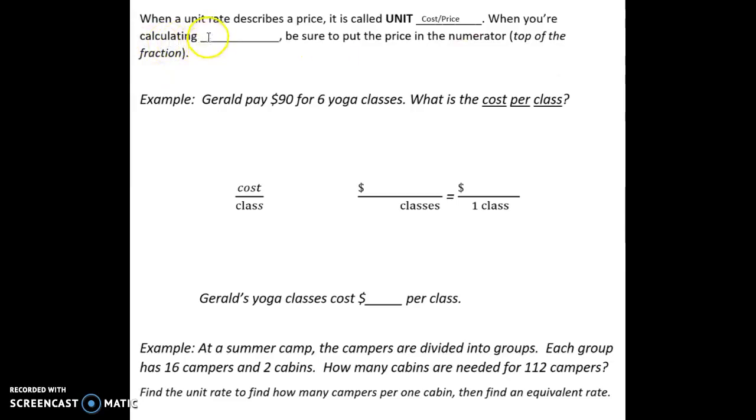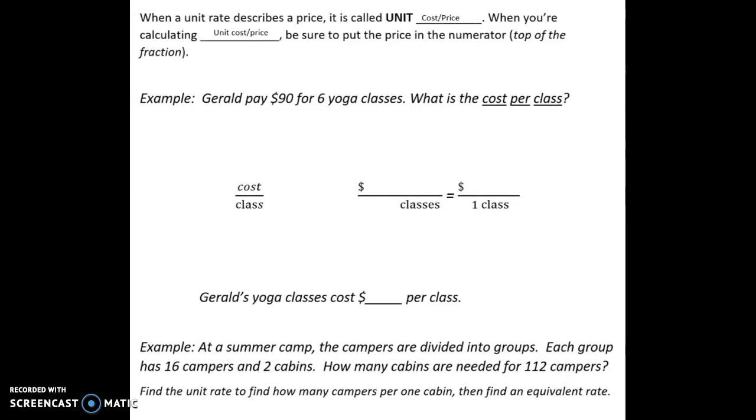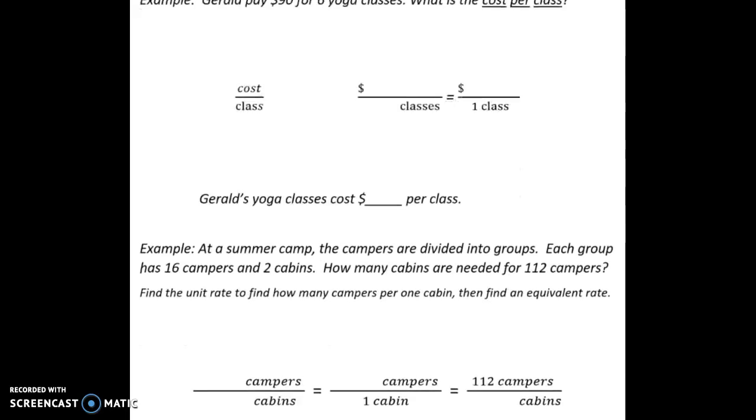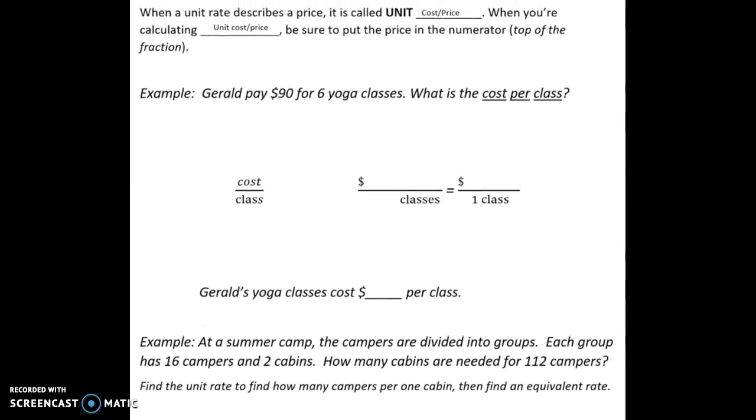When you're calculating the unit cost or the unit price, be sure to put the price in the numerator or the top of the fraction. Let's see what that looks like. For example, Gerald pays $90 for 6 yoga classes. What is the cost per class? So again, per means divide, and if you look here, we have a division sign for our fraction. If you'll recall, our fraction line also means divide.